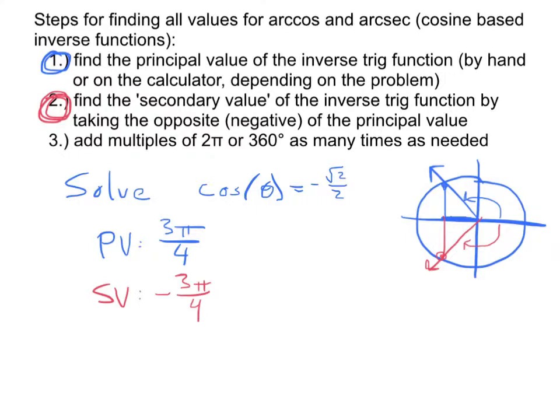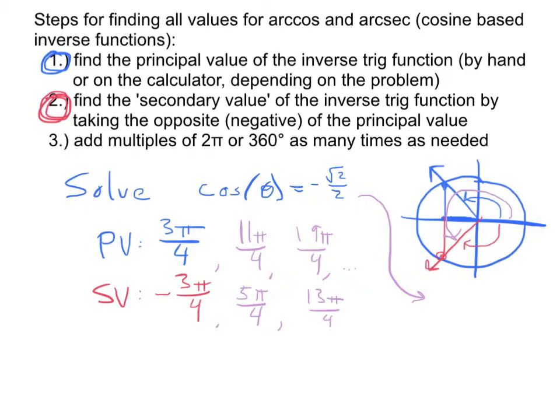Step 3 is now that we're supposed to, just like we did last time, add multiples of 2 pi or 360 as many times as you need to. So if I were to add 2 pi to the top one, 2 pi is 8 pi over 4, so that would be 11 pi over 4. I could do it again and get 19 pi over 4, dot, dot, dot. For this one down here, if I add 8 pi over 4, I end up with 5 pi over 4, which was that other direction that we talked about. If I do it again, I end up with, let's see, is that 13 pi over 4? And I forgot to do it again.